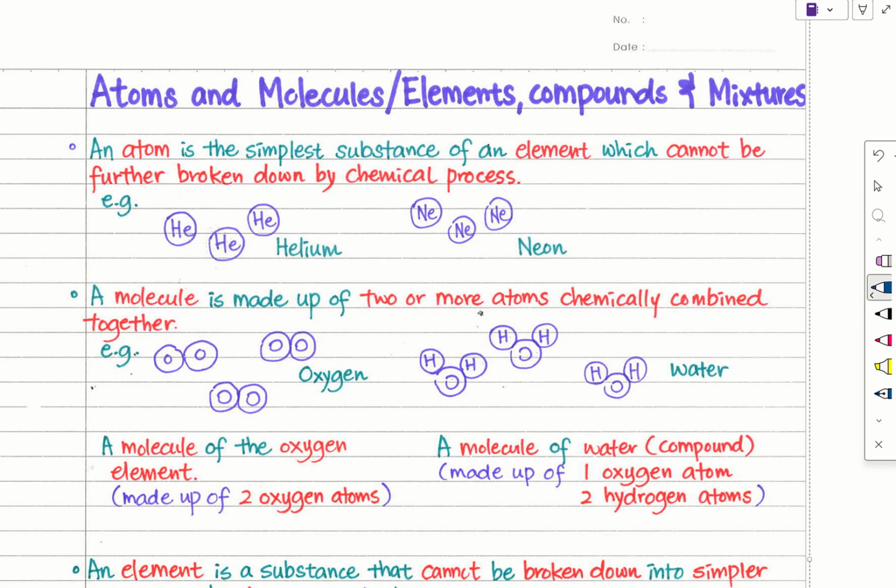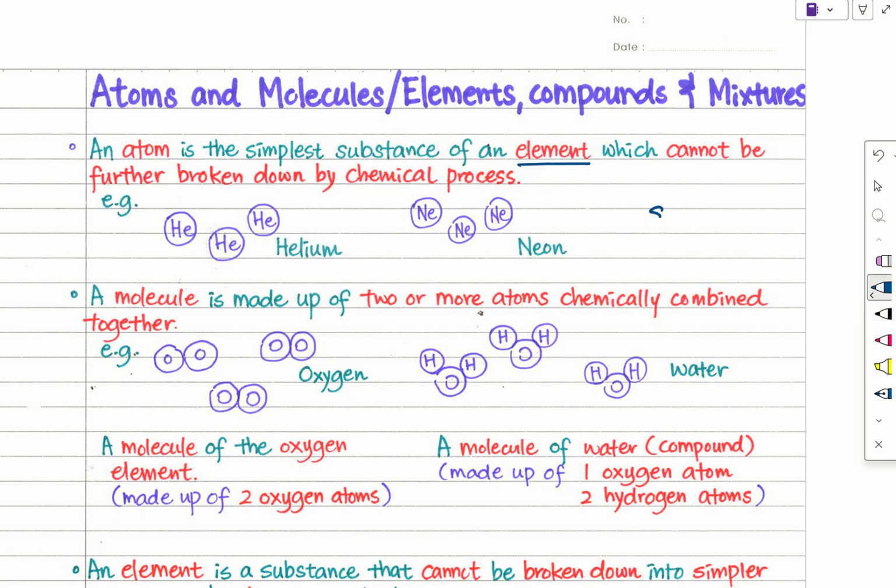Now, first definition, what is an atom? Basically, an atom is the simplest substance of an element, which cannot be further broken down by chemical processes. If you look at a periodic table, there are many elements, and the smallest thing that represents that element is an atom. So it cannot be further broken down.